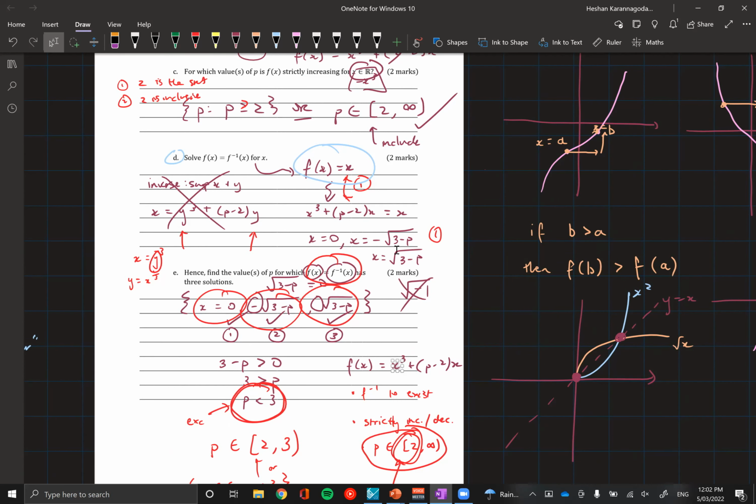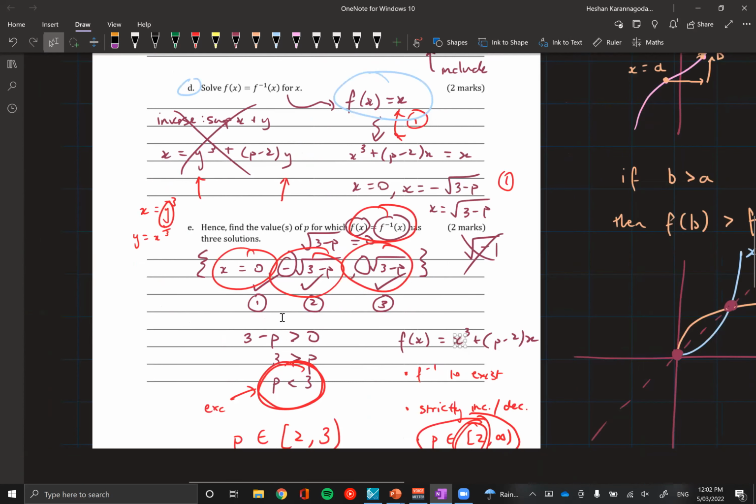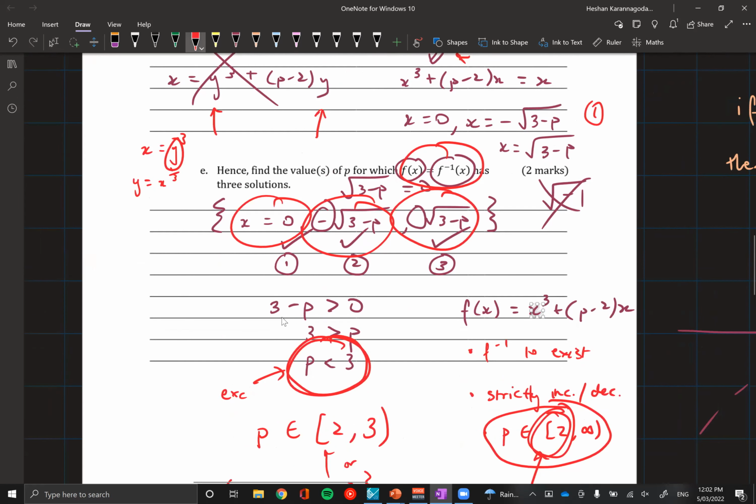Good question. The question was, would 3 minus p be greater than or equal to 0? No, because imagine if 3 minus p was equal to 0, so 3 would be equal to p, right? Let me just write down the solution so I could show you. Positive square root of 3 minus p. If p was equal to 3, then what would this solution simplify to? Negative square root of 3 minus 3, which is just 0. What would this solution simplify to? Square root of 3 minus p, 3 minus 3, it's obviously 0.